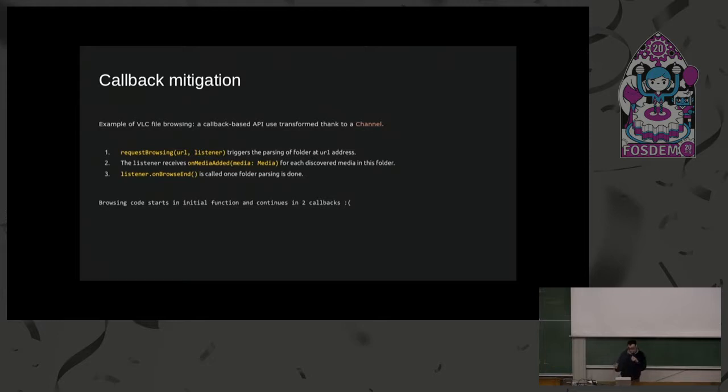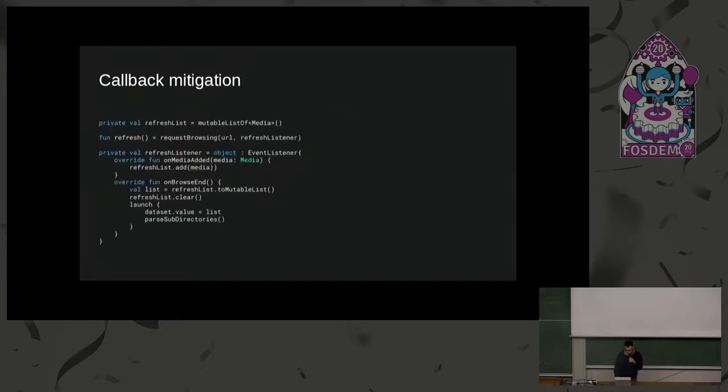So in this example, I took the libvlc browser API, which is an asynchronous browsing API. We just tell it we want to browse this folder, and then we have callbacks for every media discovered, and one callback once the discovery is over. So in practice, we have to define a listener which will receive the callbacks. And so for a refresh, we have to start this discovering, and the listener will continue the execution. So we have the function occurring in two different places.